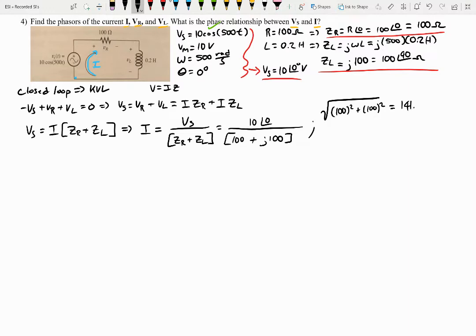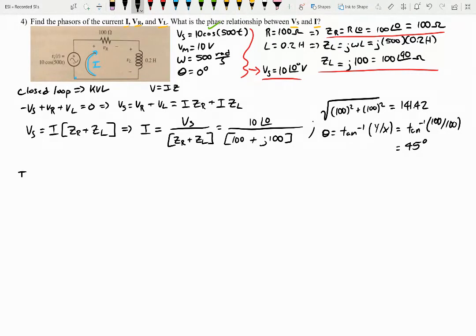That gives us 141.42. And then theta is going to be equal to tangent inverse y over x, where that'll be tangent inverse 100 over 100. Second, inverse. And that'll give us an angle of 45 degrees.